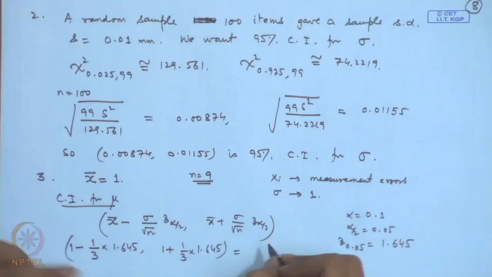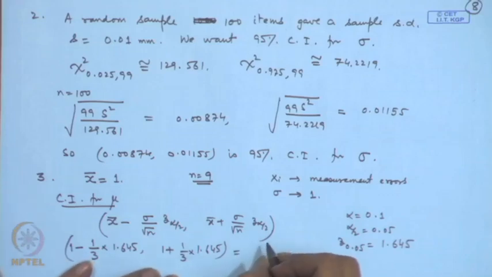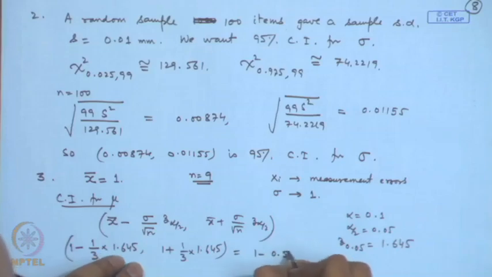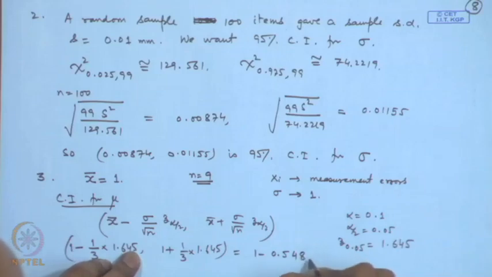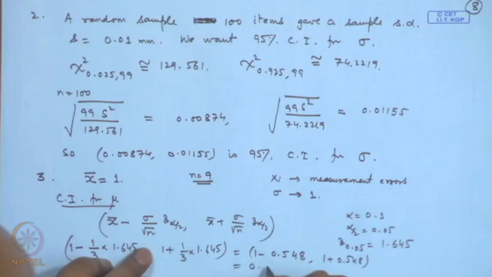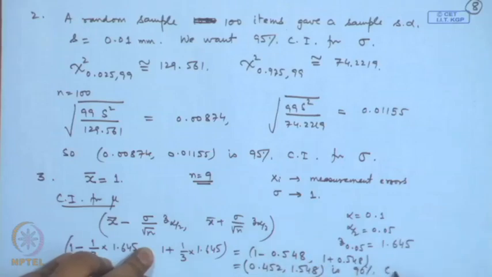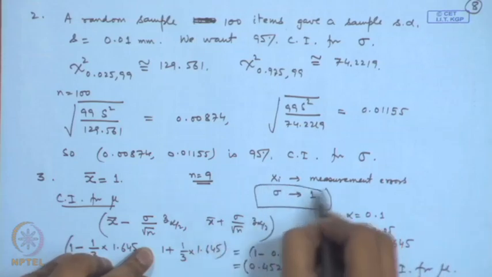So, this can be easily evaluated. We get the value as 1 minus 1 by 3 into 1.645, that is equal to 0.452, to 1.548. So, this is the 90% confidence interval for mu. Here I have assumed sigma to be known.